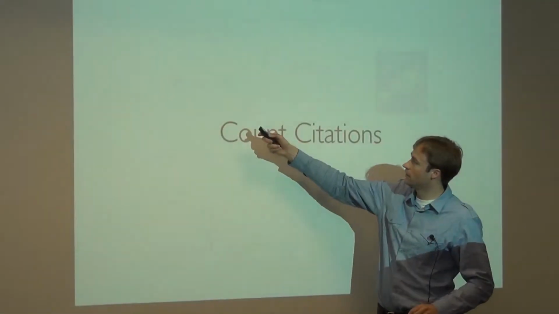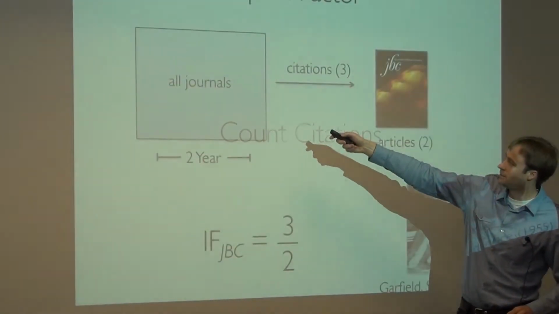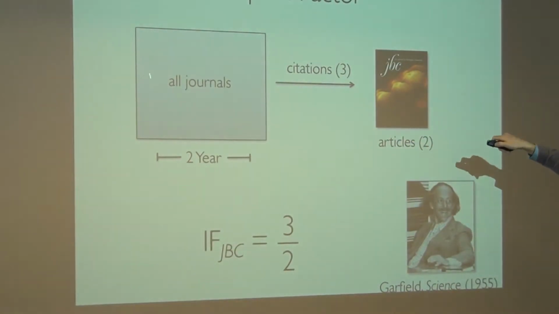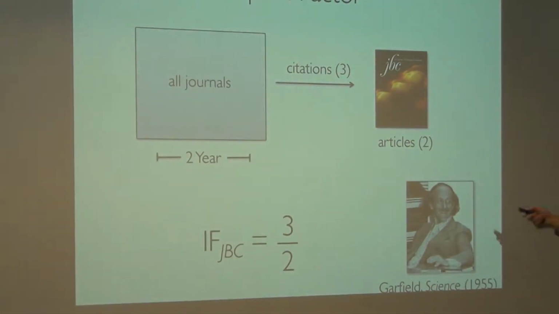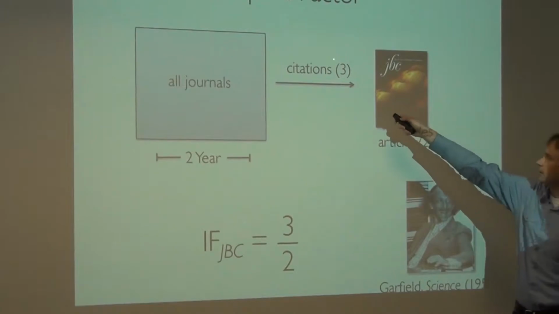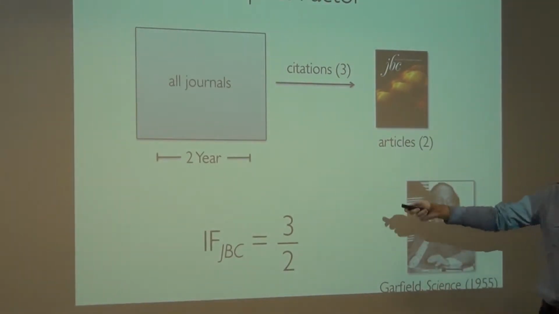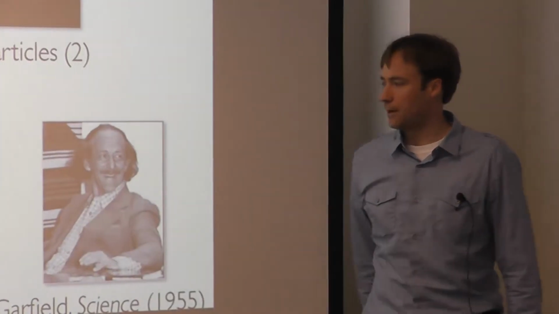But the only difference is that citations could be from all journals, not just one journal. And you would normalize by the size of the journal. So basically divide by the number of articles. So for this journal, Journal of Biological Chemistry, let's say it got 3 citations in 2 articles over a 2-year period, you'd have an impact factor of 1.5.